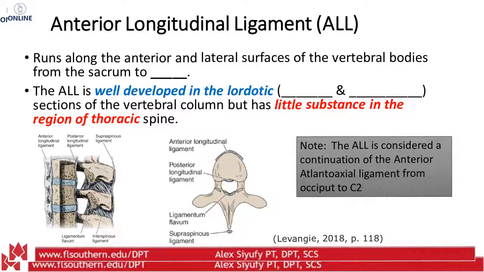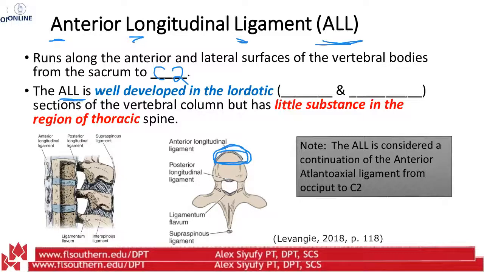So the first ligament we'll go over is the anterior longitudinal ligament, or the ALL, which is obviously on the anterior portion of the vertebral body. You can see it pictured right there. And this travels all the way along the vertebral bodies, all the way from the sacrum, our tailbone, up to the upper cervical spine to around C2, typically.